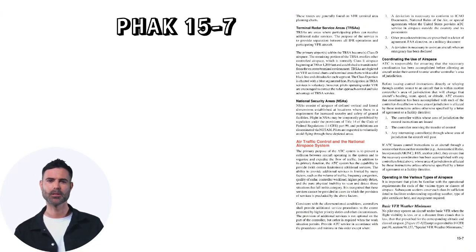Provide ATC service in accordance with the procedures and minima in this order except when: 1. A deviation is necessary to conform to ICAO documents, national rules of the air, or special agreements where the United States provides ATC service in airspace outside the country and its possessions. 2. Other procedures or minima are prescribed in a letter of agreement, FAA directive, or a military document. 3. A deviation is necessary to assist an aircraft when an emergency has been declared.